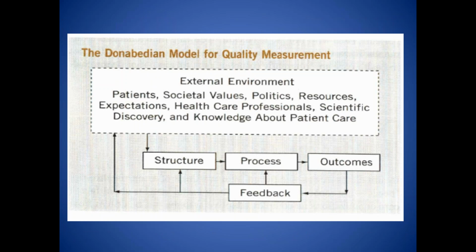One of the models that I particularly like is the Donabedian model that talks about quality, where we refer to structure for the delivery of services, a process for providing care, and then we measure outcomes, and ultimately we do feedback to fine-tune our activities. All of these things are being done in an environment of an external environment where we have less control.